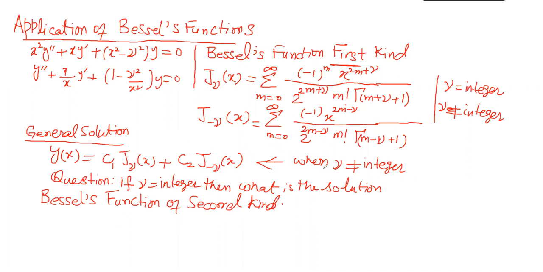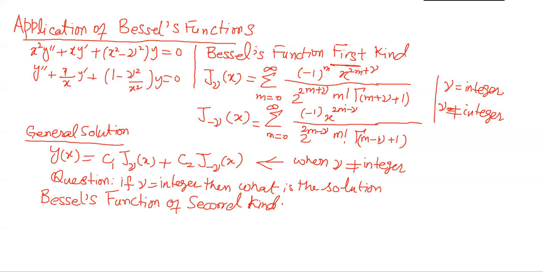Remember that not having a solution when nu is an integer does not mean that the calculations for J nu of x and J minus nu of x are wrong. No, we still need these Bessel's functions to calculate the Bessel's function of the second kind. So you understand the procedure? Great. So this is the purpose of the Bessel's function of the second kind.